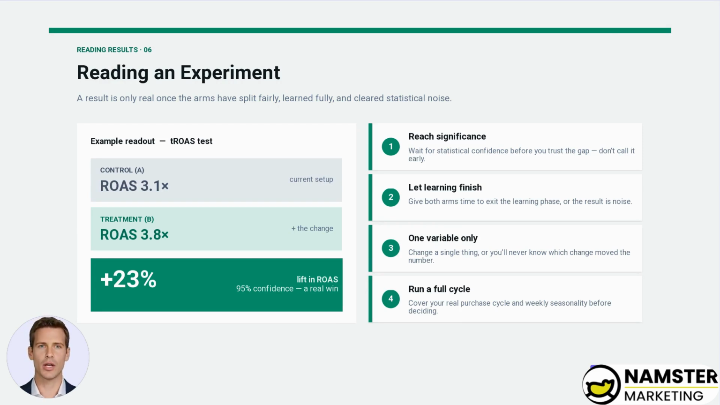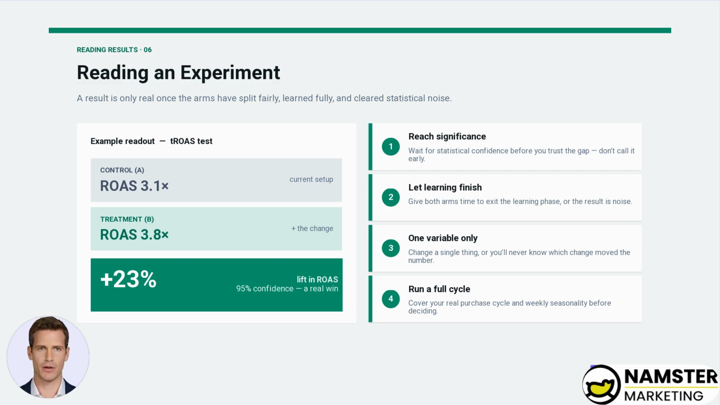Reading the results of an experiment requires discipline. A result is only real once the traffic has split fairly, the system has learned fully, and you have cleared the statistical noise. In the example on the screen, a ROAS test shows a control ROAS of 3.1 and a treatment ROAS of 3.8. That is a 23% lift with 95% confidence, a clear win. However, you must follow 4 rules. First, reach significance before trusting the gap. Second, let the learning phase finish, don't call it early.